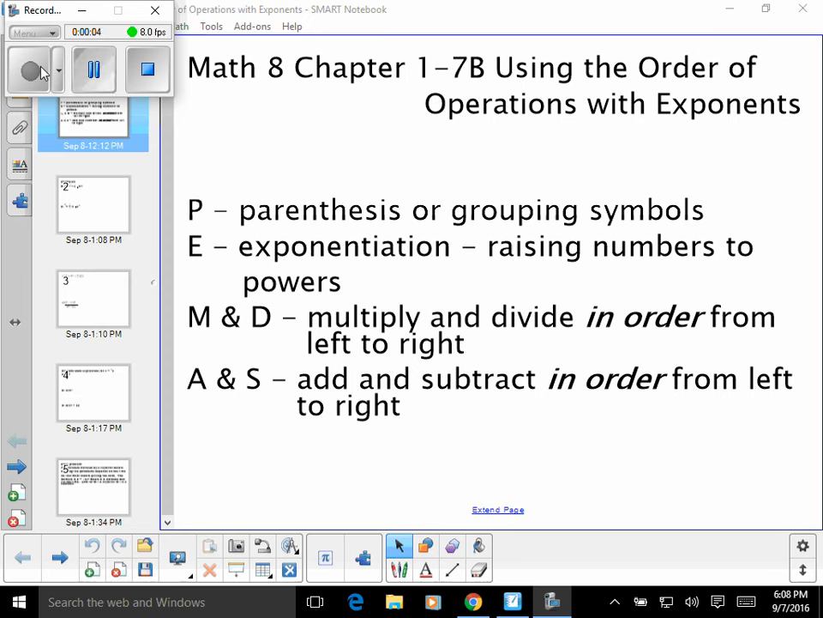Okay, 8th graders, this lesson, 1-7b, using the order of operations with exponents, will build on lesson 1-7a, which was expressions with exponents.